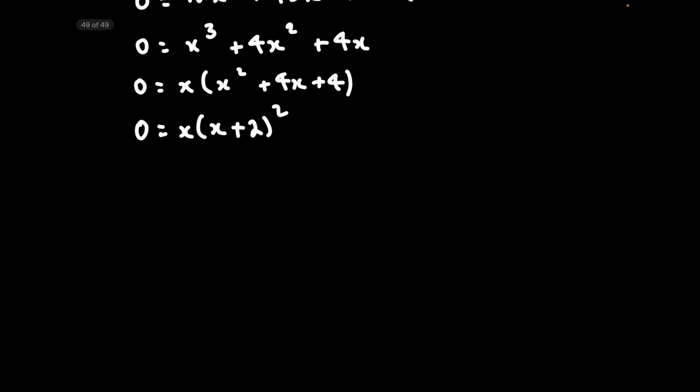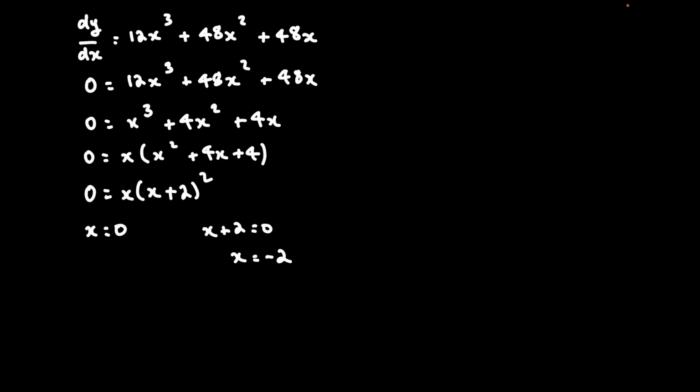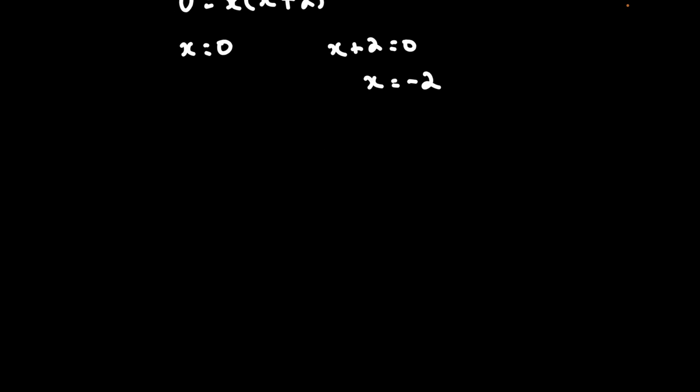So now to solve this equation, we can say that x must either be equal to 0 or x plus 2 must be equal to 0. And if x plus 2 equals 0, that means that x is equal to minus 2. So these are your two stationary points. Let us now work out the nature using the sign test.